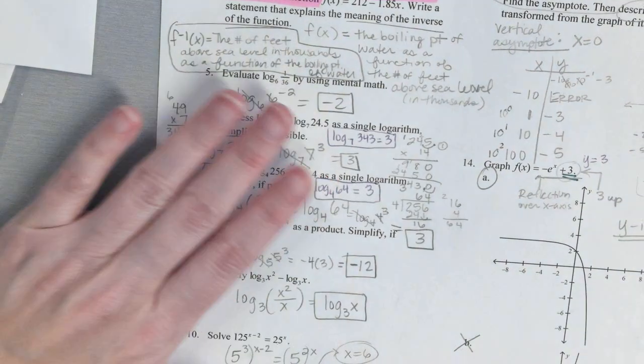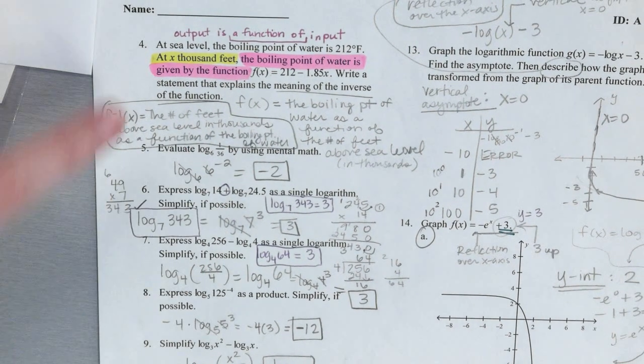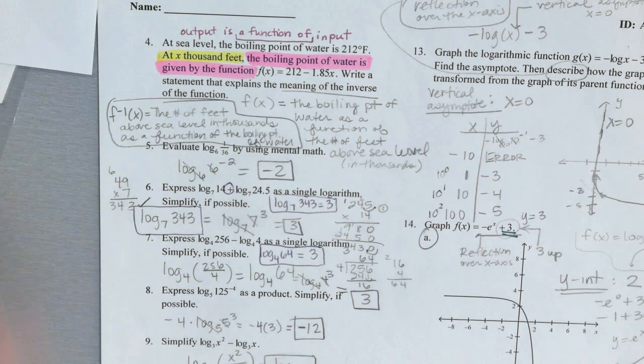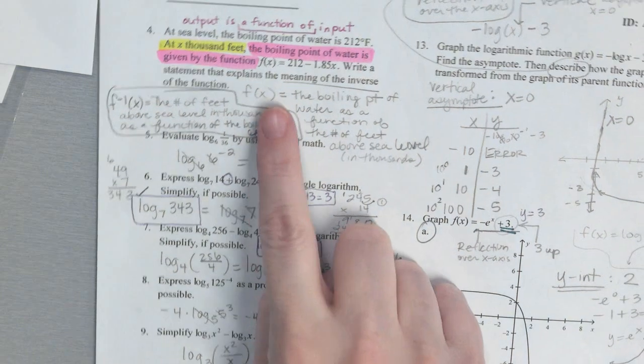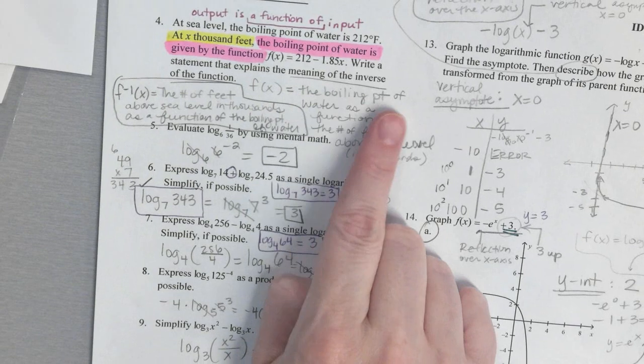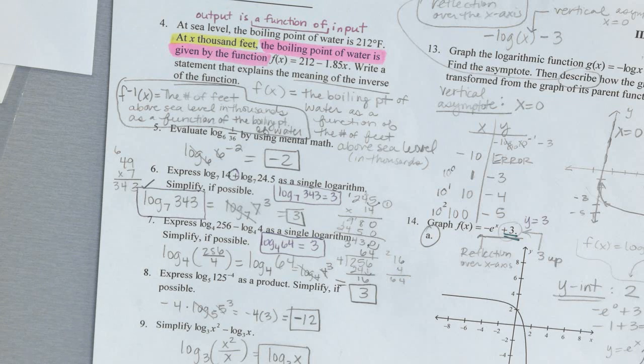So number 4, we did part of that together. If you didn't write down what I wrote down yesterday, make sure that you watch the video or write some notes down right now. Yesterday we wrote out that the way this is going to be worded is that an output is a function of the input. So identify what the output and the input are for this particular situation. It says at x thousand feet, and we're talking about sea level. So we wrote out for the function, it's the boiling point of water as a function of the number of feet above sea level, measured in thousands.